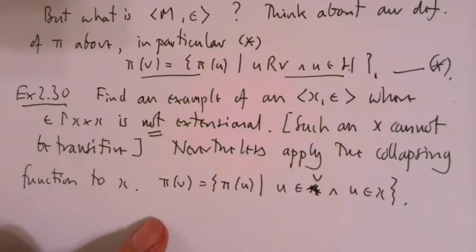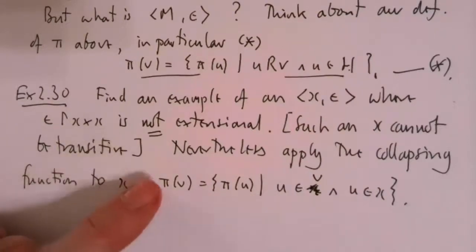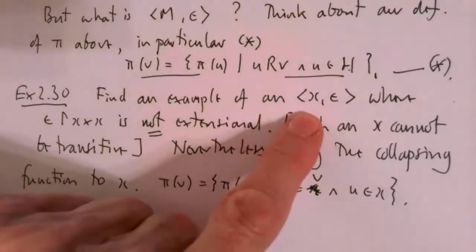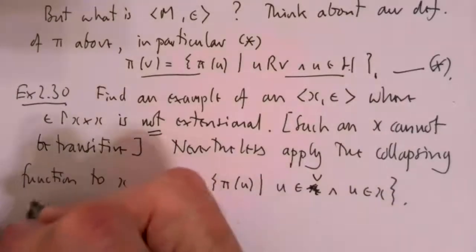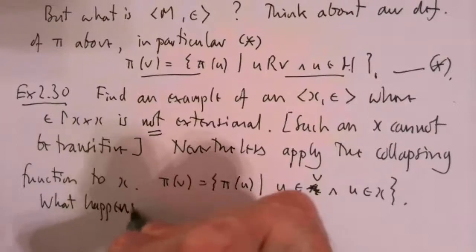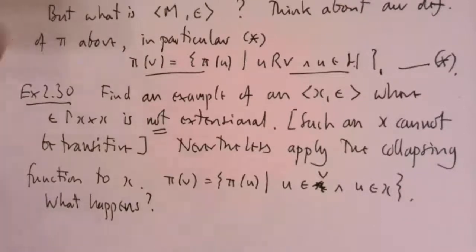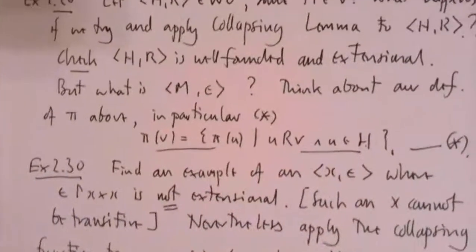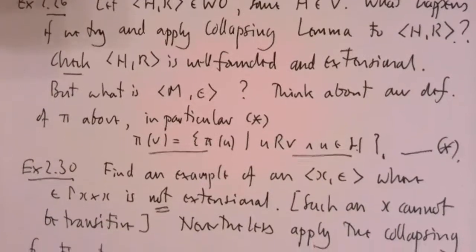So consider applying this recursion to non-extensional X's where this is epsilon. What happens? Describe what happens here. What can happen? So if you can think of the answers to these two, you're well on the way to understanding what you need to know about the collapsing lemma there.